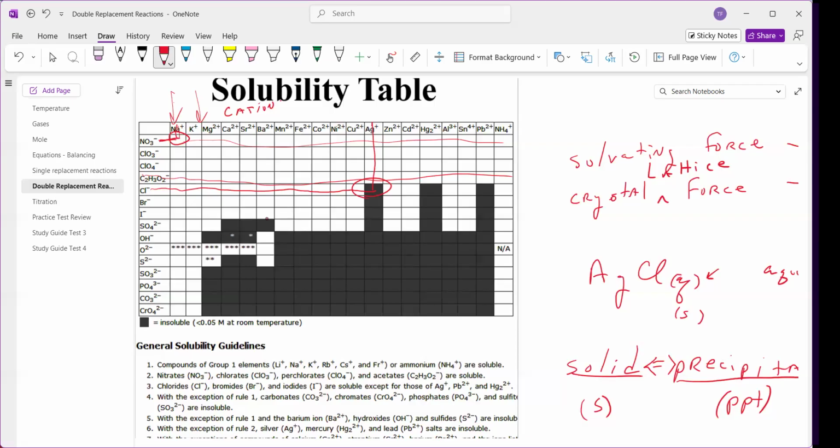And everything else, it depends on the solvating force of water versus the crystal lattice force. If it's black, that means crystal lattice force is stronger than solvating. If it's white, the opposite. Solvating is stronger.